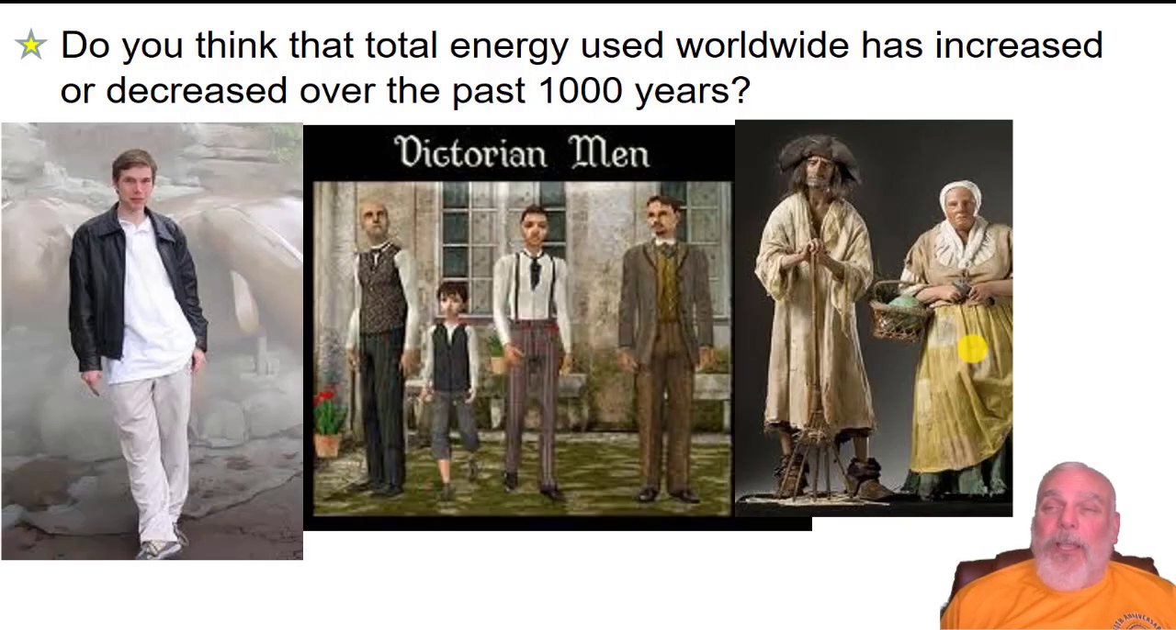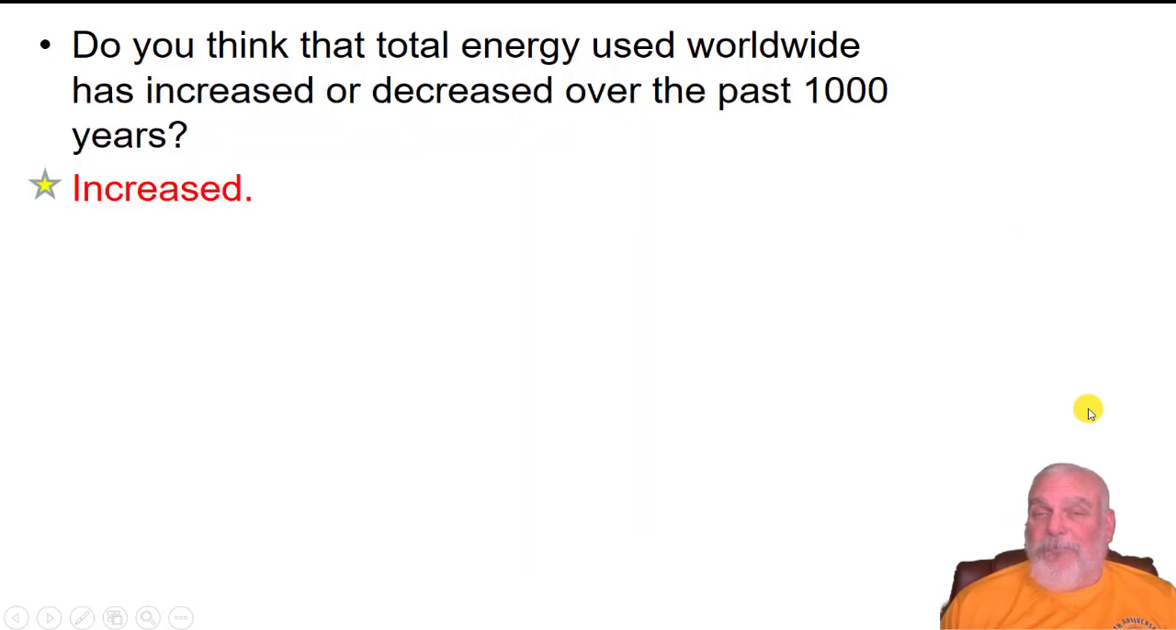Do you think that total energy used worldwide has increased or decreased over the past 1,000 years? So in the year 1020, for example, how much total energy was used by humans versus in the year, say, 2020, how much total energy is being used? So do we use more now? Do we use the same amount as we did back then? Or did people 1,000 years ago use more total energy than we do today?